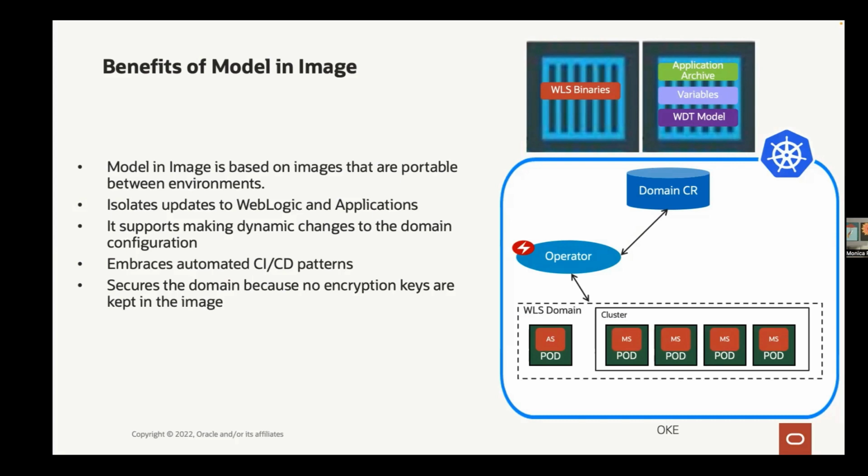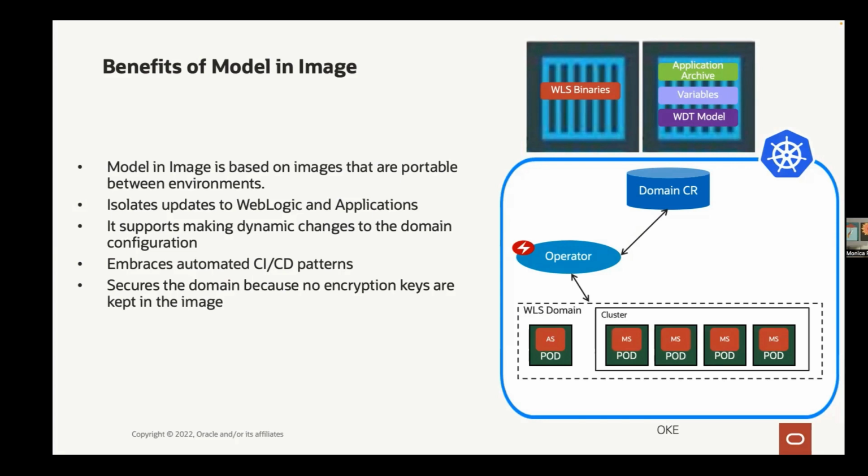Because we are leveraging our tools and because this model is based on these images, we can embrace automated CI/CD patterns to do these updates. And then the operator also secures the domain by encrypting and compressing the domain and keeping it in a config map in Kubernetes. So no encryption keys are kept in the image.